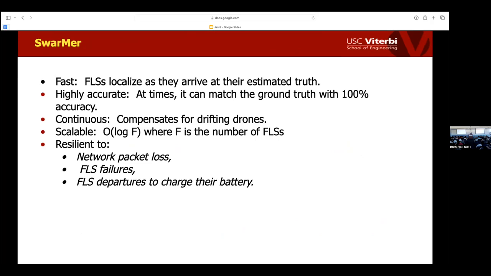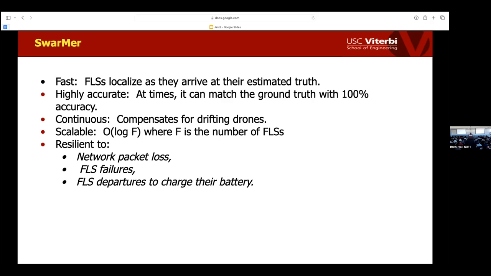Swarmer is fast. It localizes FLSs as they arrive at their estimated truth. It's highly accurate. The Hausdorff distance goes very low, and at times it can match the ground truth with 100% accuracy. It's continuous, so it compensates for drifting drones.